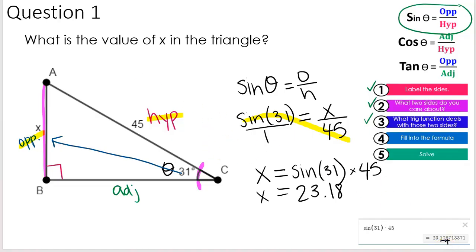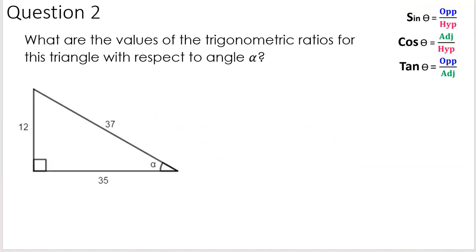Okay, let's go to question 2 now. What are the values of the trig ratios for this triangle with respect to angle A? So angle A is what we're dealing with. That is my theta. And the trig ratios, that would be sine, cosine, and tangent. So the very beginning, in order to do this, we got to label our sides, right?